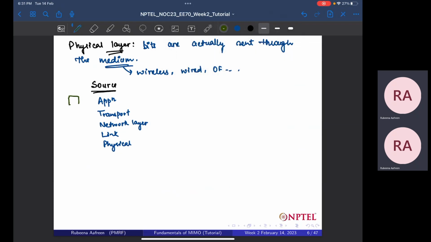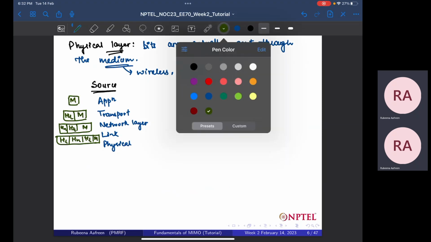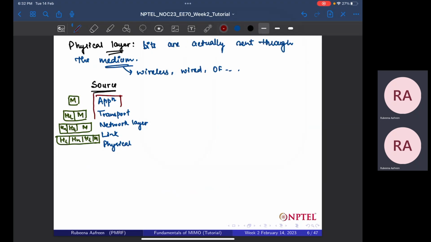So any message M that is to be sent, this M is at the application layer. When it goes to the transport layer, one header will be added. Suppose this is HT from the transport layer, and this M will be encapsulated with it. At the network layer, one more header will be added. So we have M, HT and HN. At the data link layer, one more header will be added. For the data link, HL, HN, HT and M. So this is the frame which will be transmitted through the physical layer. The message is generated from here and it will come through the layers and then it will be transmitted to the medium.